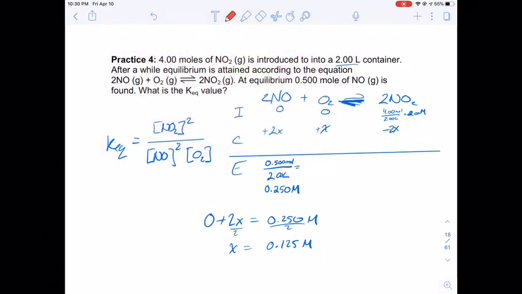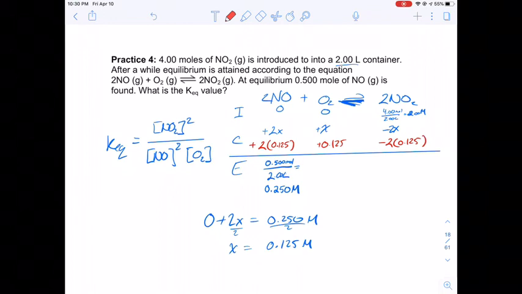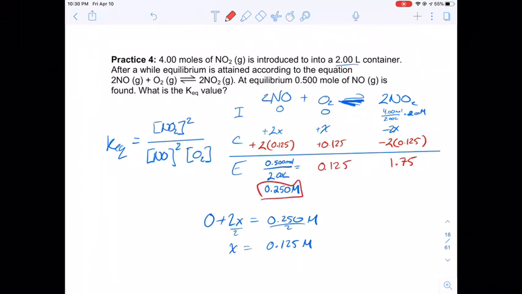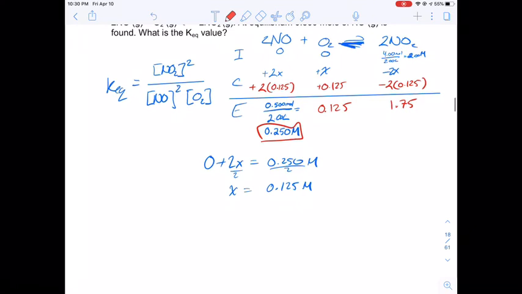So I'm just going to punch that in a different color. So we have 2 times 0.125, and that's the addition here. That means that for O2, we would be expecting 0.125. And here we would be subtracting 2 times 0.125. So the final values for NO2 are going to be 1.75. The final value for O2 is 0.125. And the final equilibrium value for NO was given. Punch those values into your equation.